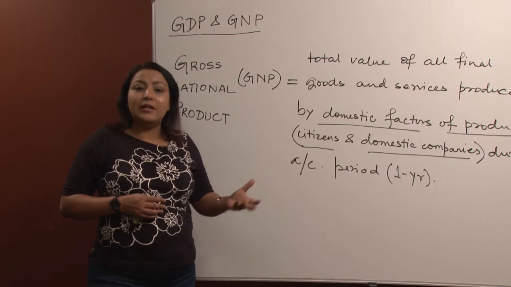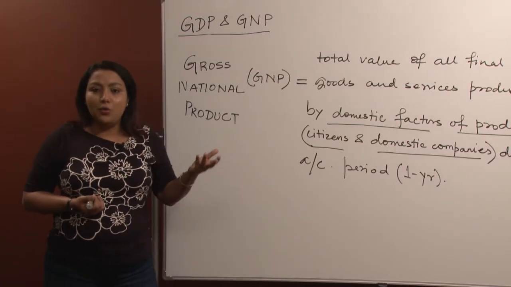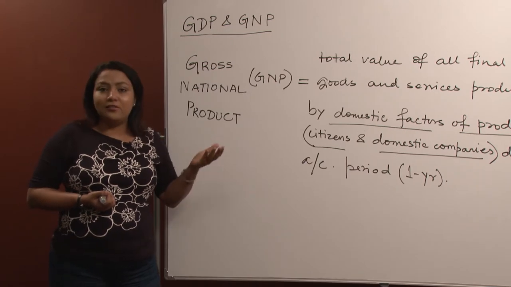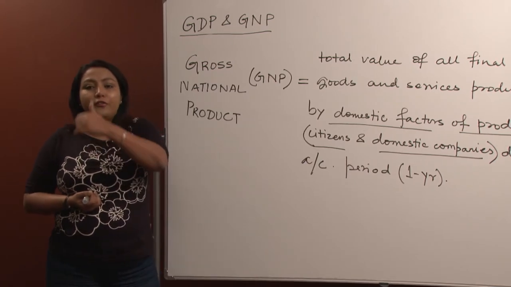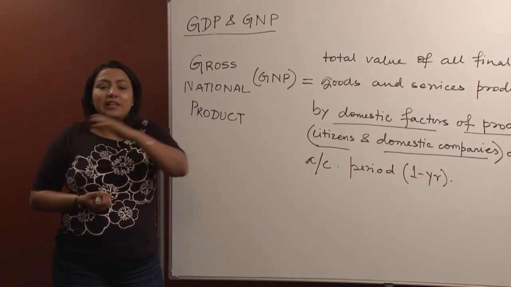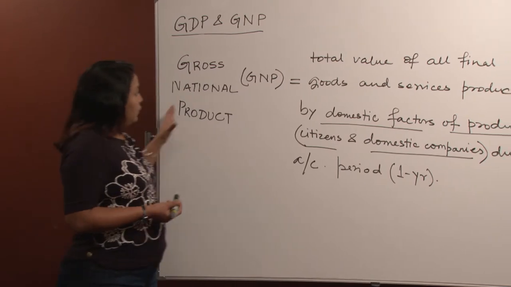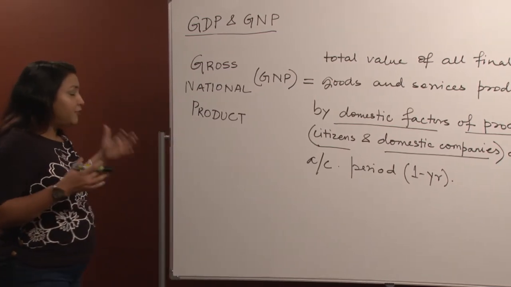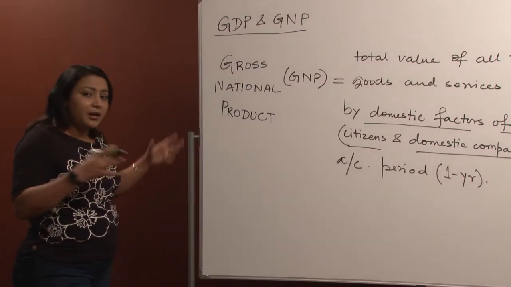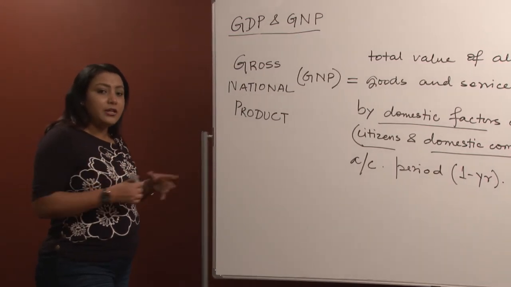It is a company that is owned by USA. It originated in USA, let's say. So it's a US factor of production. So all the revenues and the profits of Coca-Cola all over the world will still get accounted in US GNP. Okay? However, you can understand from the two definitions that there is some kind of an overlap between these two indicators, the GDP and GNP.